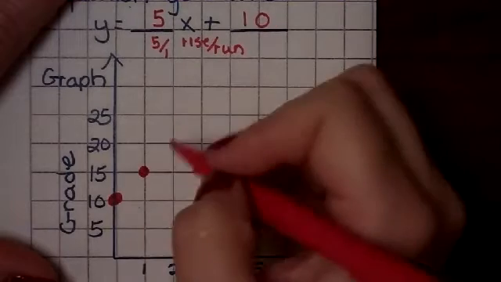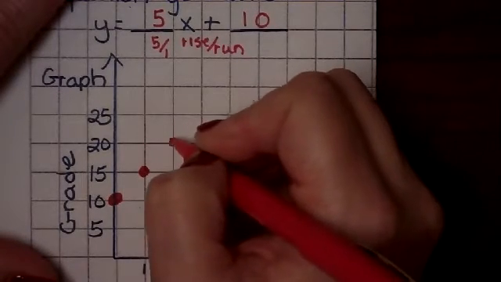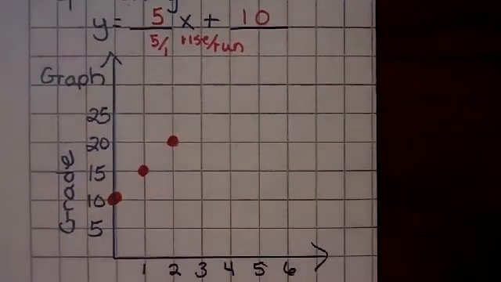Now let's do that again. Up 5 more from 15 to 20 and over 1. Now we know we got to have a minimum of 3 points, which we have. Now we're going to graph our line, but we're going to think about minimums and maximums and arrows and endpoints.